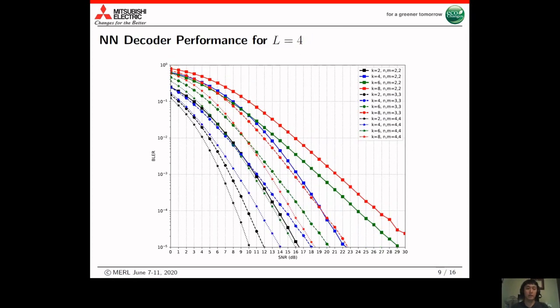In this figure, we focus specifically on the performance of our neural network-based decoder for 4 time slots, as we both vary the number of bits and the number of transmit and receive antennas.